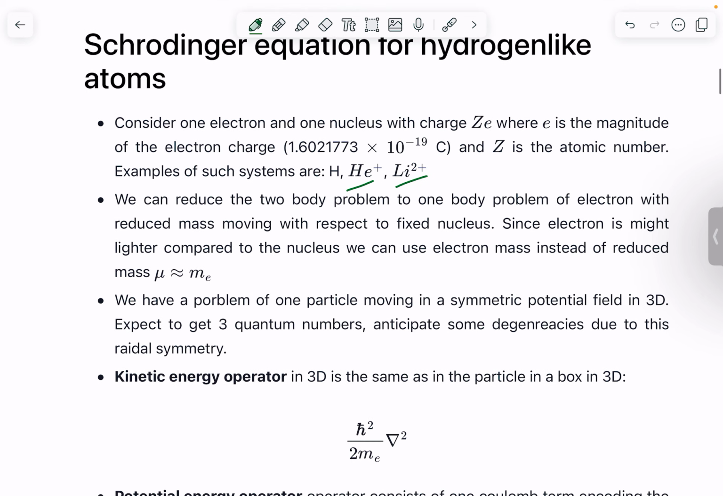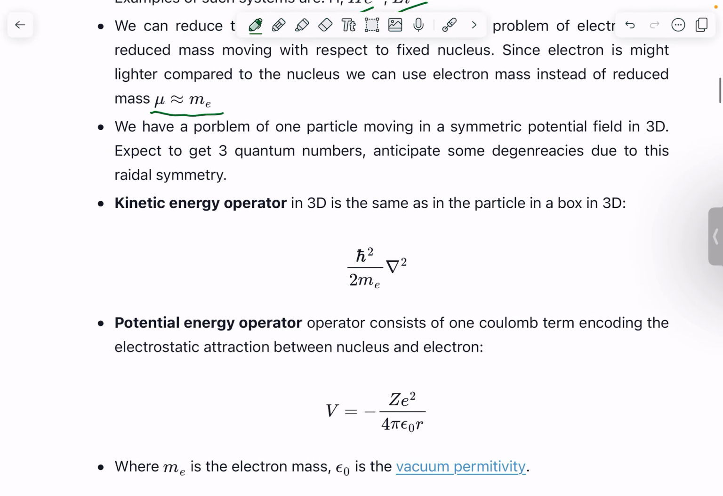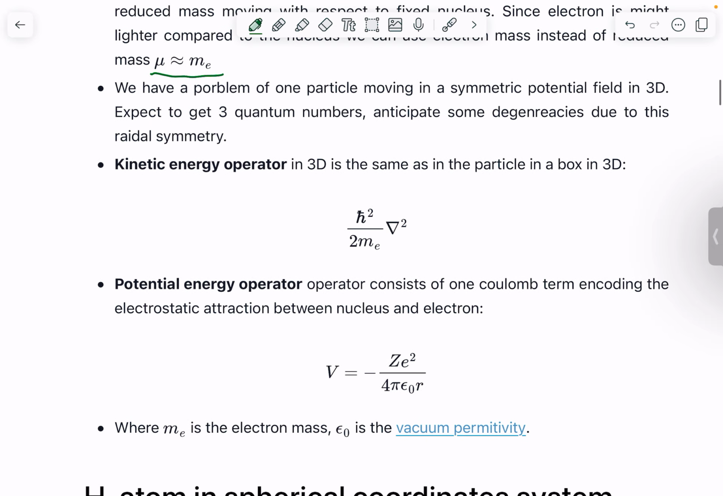As we said, we don't care about the proton. It's a two-body problem, but the proton is going to be fixed. You're going to see the reduced mass in some parts of the textbook, but generally the mass difference between proton and electron is so huge that the reduced mass is approximately the mass of the electron, so you can use them interchangeably. So let's just stick to the mass of the electron. But you should know that if you have a two-body problem, it's the reduced mass.